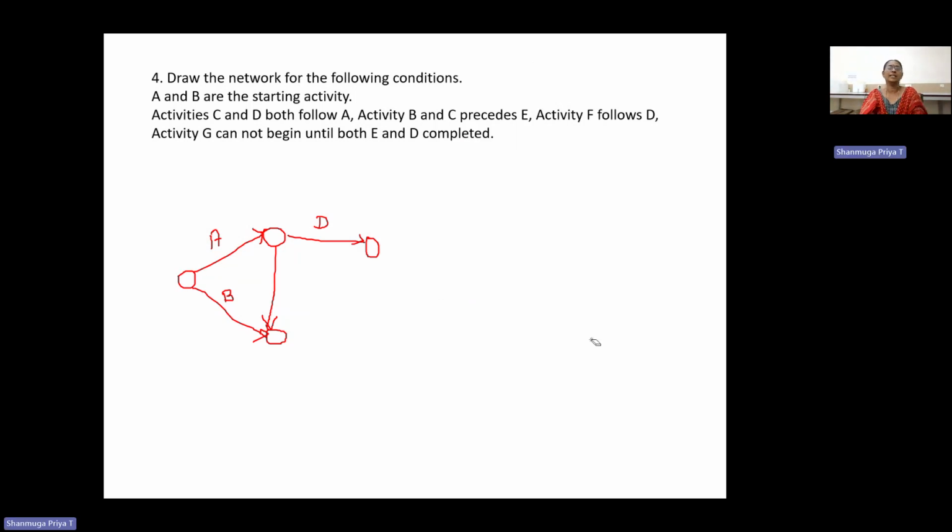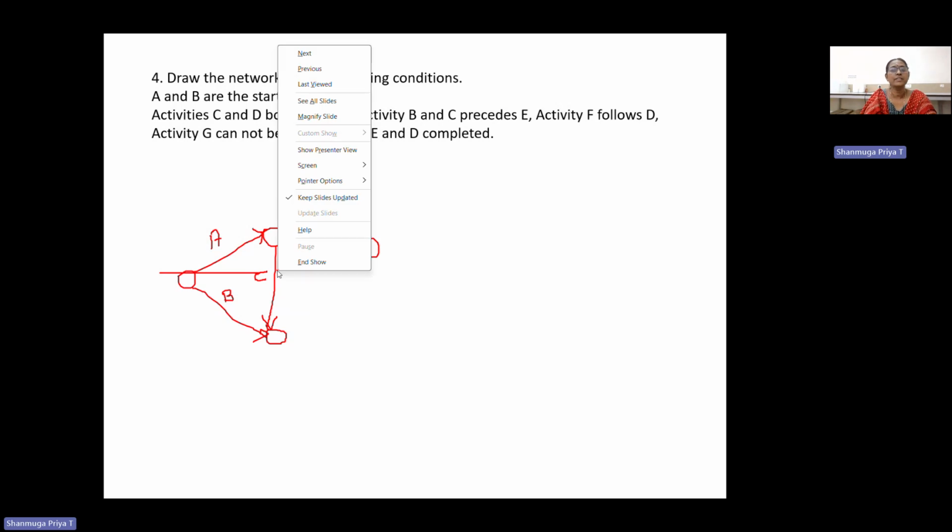So the activities B and C precede the activity A. B and C precede E. So based on this condition, we are going to draw the C activity. So this will be the C activity. Then activity F and D.